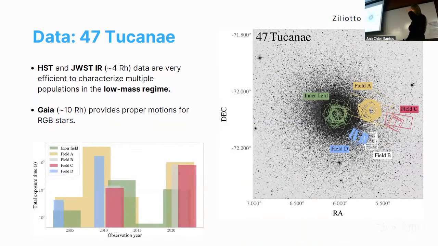First, we analyzed 47 Tuc. For this cluster, we have data sets with HST observations and JWST observations spanning about 25 years, so we can derive very precise proper motions, including for the very low mass stars in this cluster. We also combine this data set with Gaia observations because the field of view of JWST and HST is very limited. We could only cover an area from the center out to 4 half-light radii, while with Gaia we can reach 10 half-light radii.